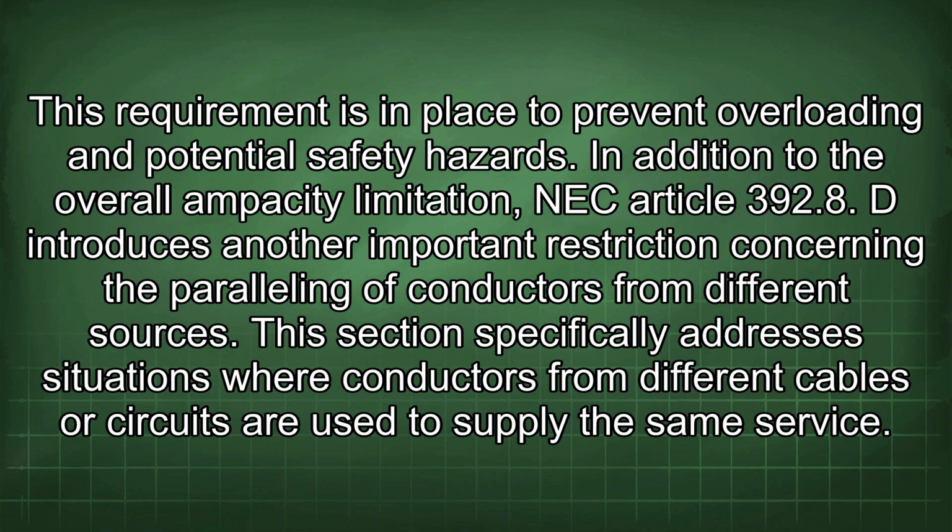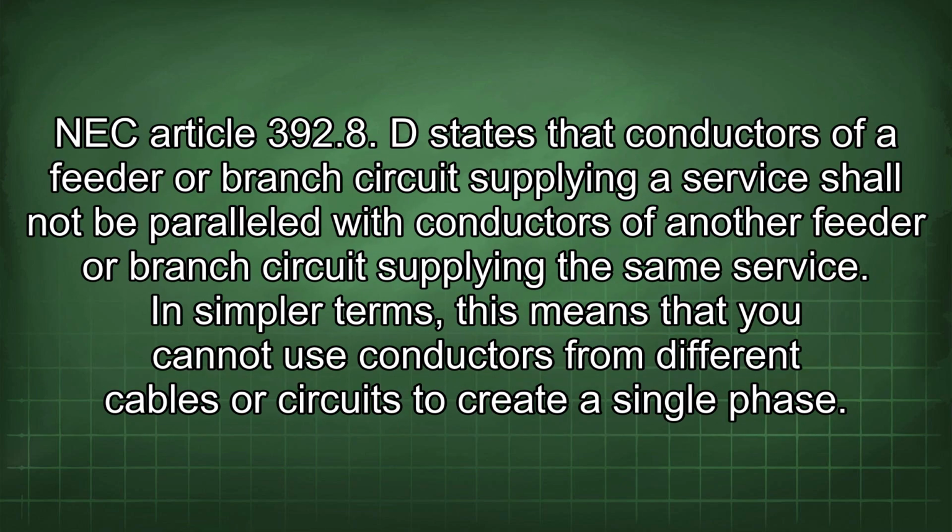In addition to the overall ampacity limitation, NEC Article 392.8 D introduces another important restriction concerning the paralleling of conductors from different sources. This section specifically addresses situations where conductors from different cables or circuits are used to supply the same service. NEC Article 392.8 D states that conductors of a feeder or branch circuit supplying a service shall not be paralleled with conductors of another feeder or branch circuit supplying the same service.